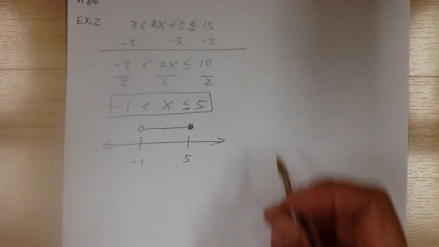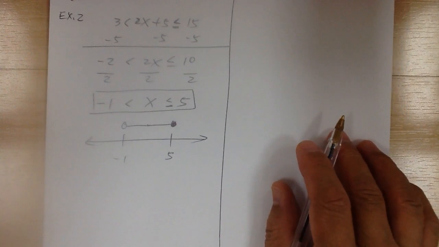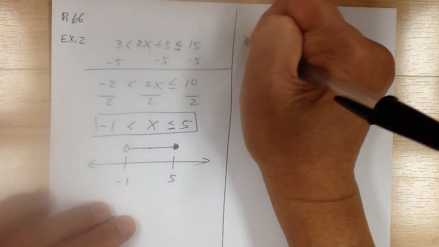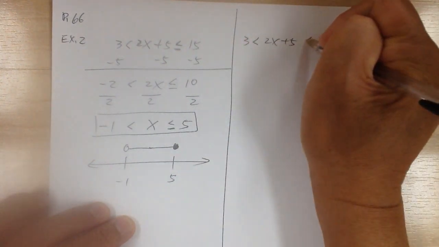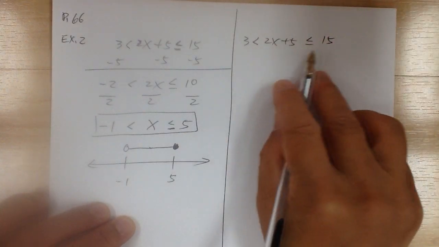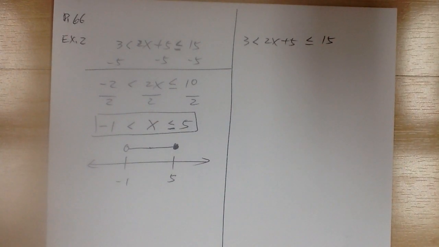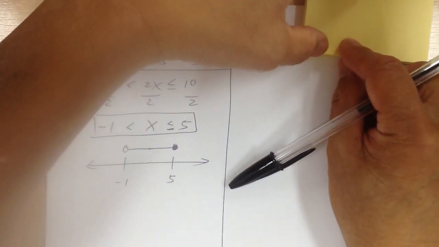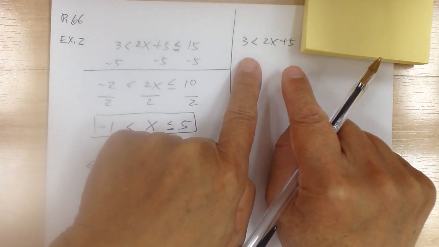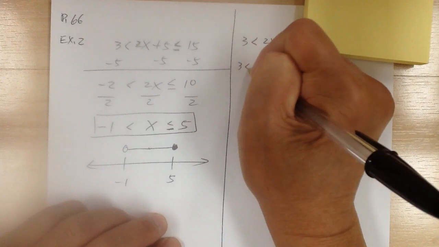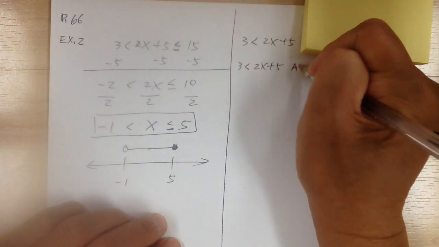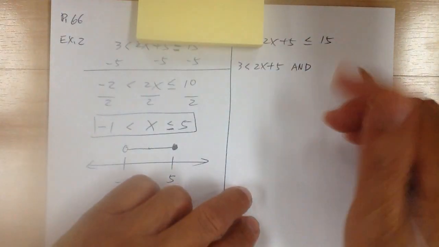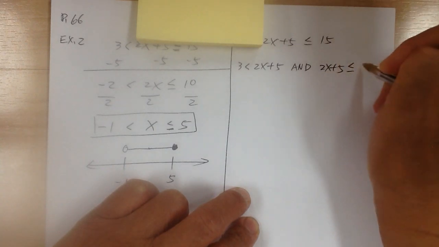Okay? Now, another method of doing this is the separation. So when you have 3 is less than 2x plus 5 is less than or equal to 15, you can separate into 2 parts. So you can do one part this way, and this way. When you have this kind of situation, it's always and. So you're going to have 3 is less than 2x plus 5, and 2x plus 5 is less than or equal to 15.